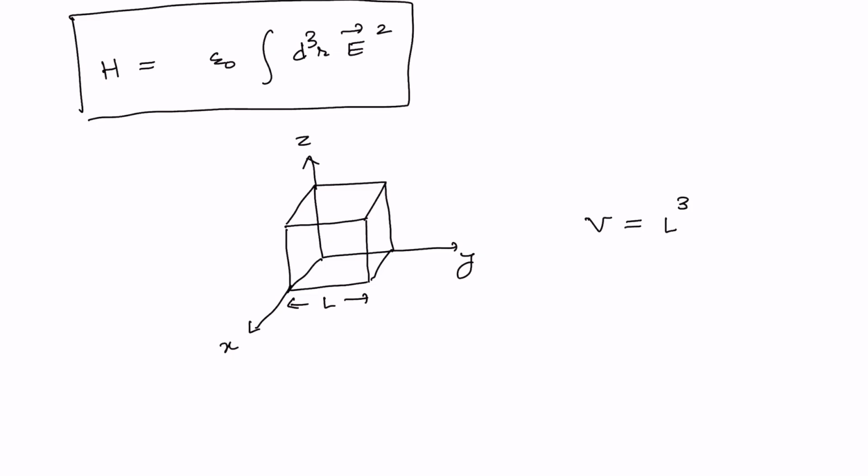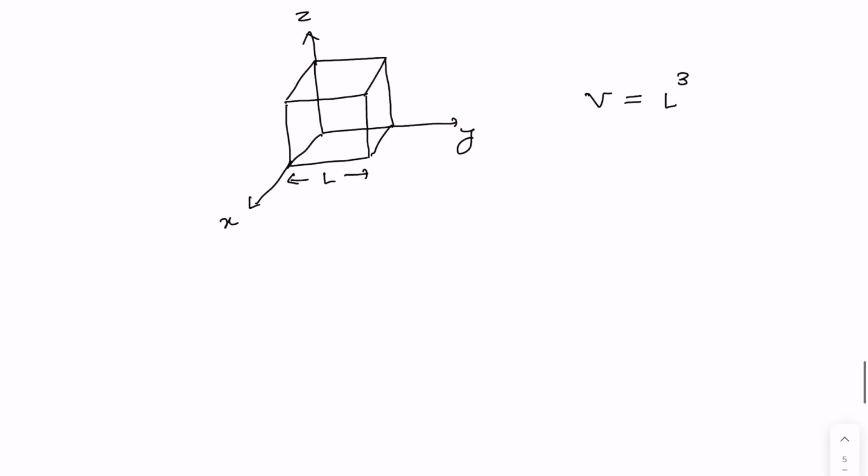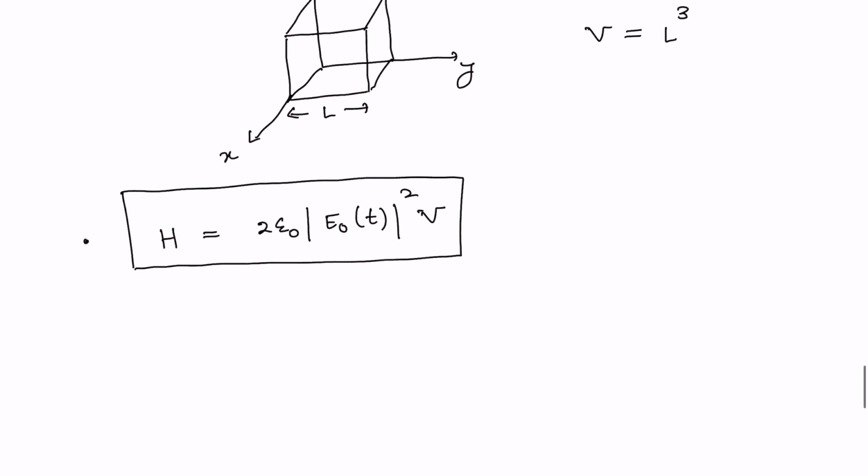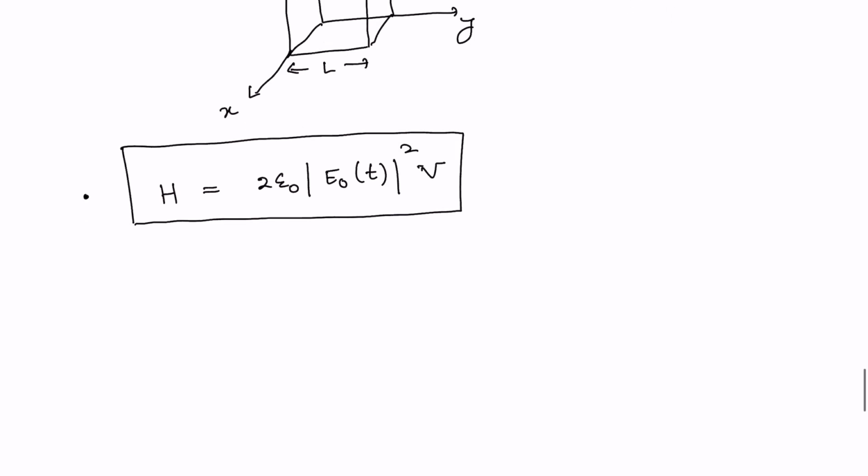If I consider this volume, then it can be shown that H is equal to twice epsilon 0 mod E0 of t square into volume. I urge you to show this, get this expression. You can use the boundary condition for the electric field. Maybe we'll do that in the problem solving session later on. So you can work out the Hamiltonian and you are going to get this expression.